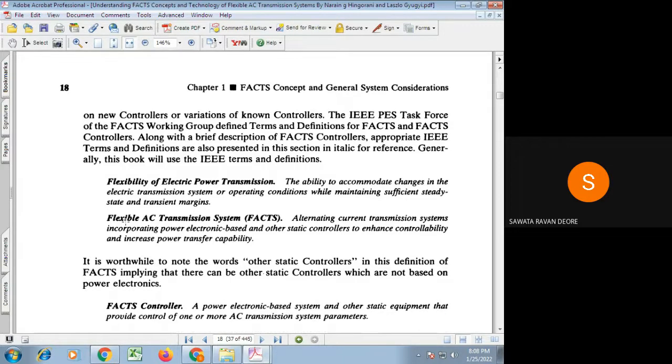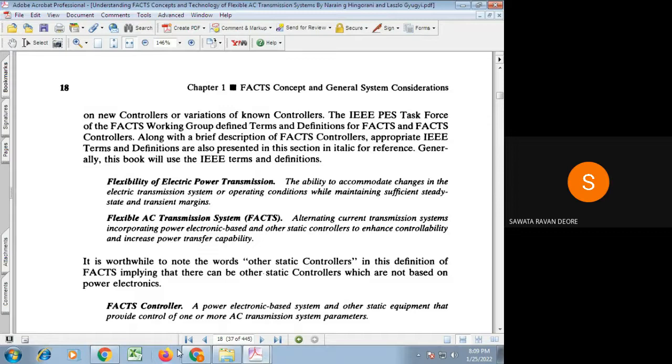Similarly, the definition of FACTS is given here: flexible AC transmission system. That is nothing but whatever conventional alternating current transmission system is there, along with that some power electronics based or other static controllers are incorporated in order to enhance the controllability or increase in power flow capability of that transmission line. That is what the flexible AC transmission system.